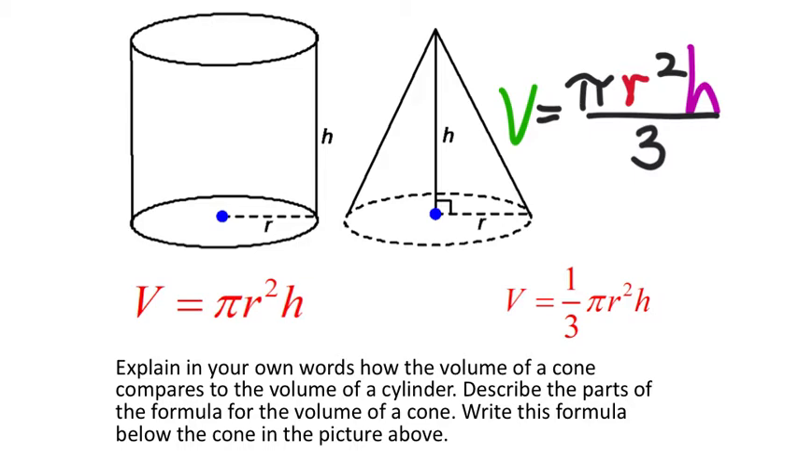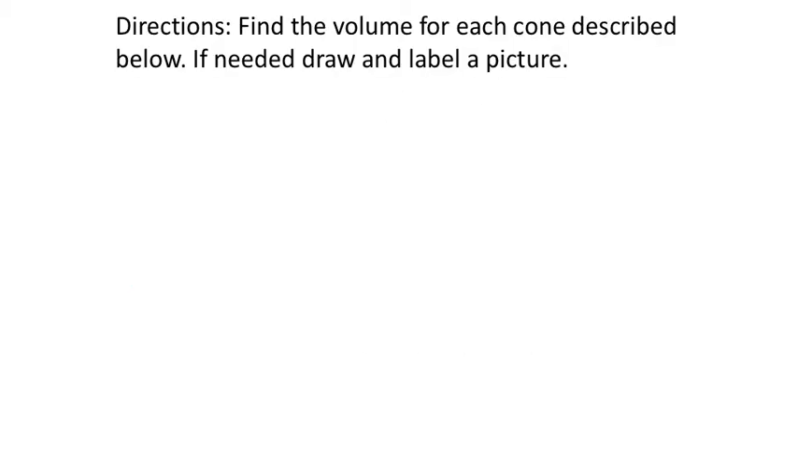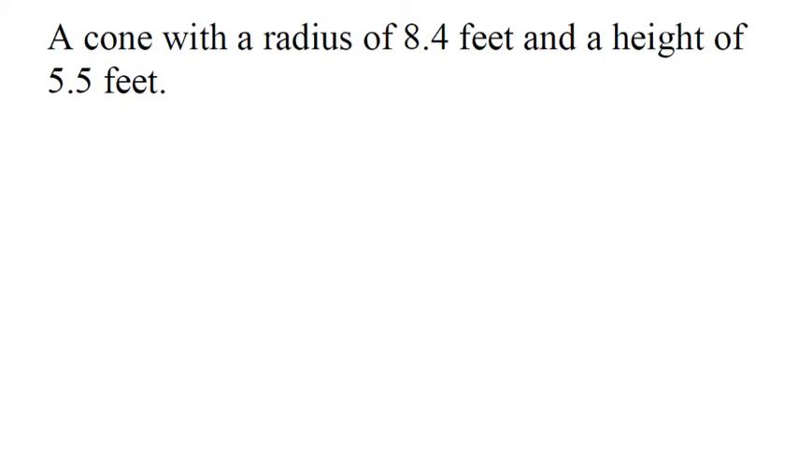But usually when we solve for either radius or height, this formula, at least for me, is more preferable. But it doesn't have to be preferable to you. You can choose whichever way you'd like. So find the volume for each cone described, no problem. We'll round to the nearest tenth. A cone with a radius of 8.4 feet and a height of 5.5 feet.